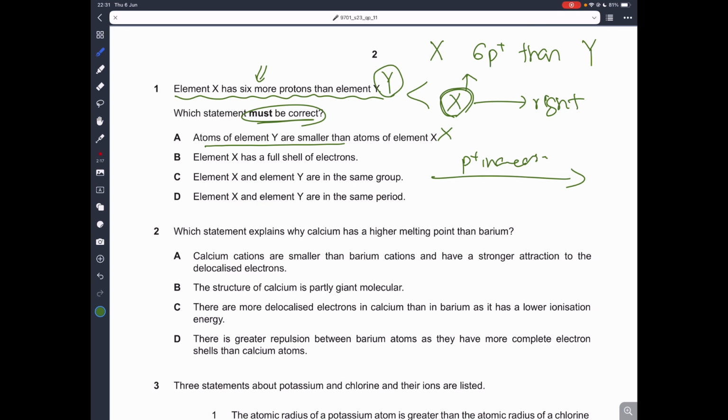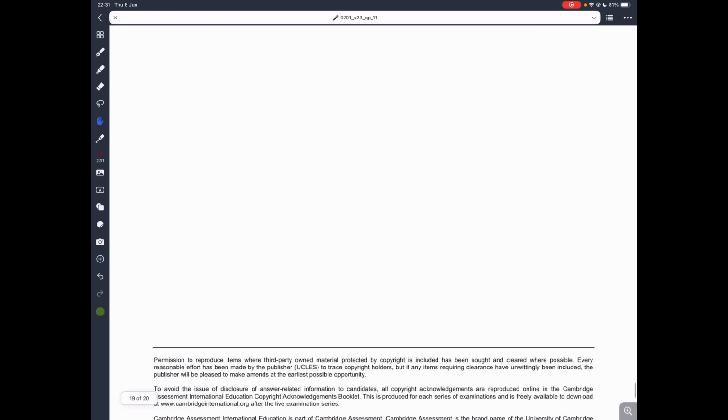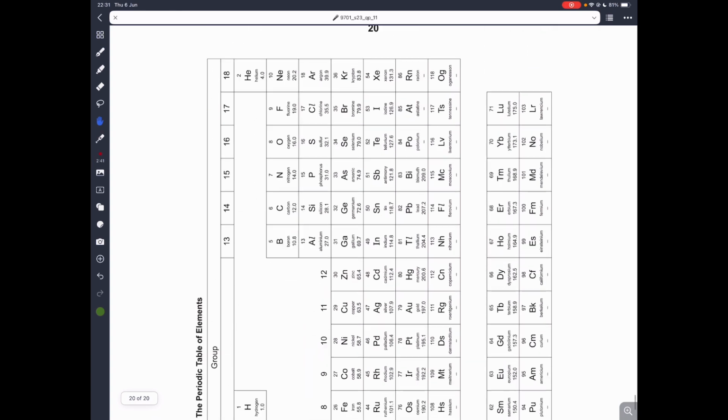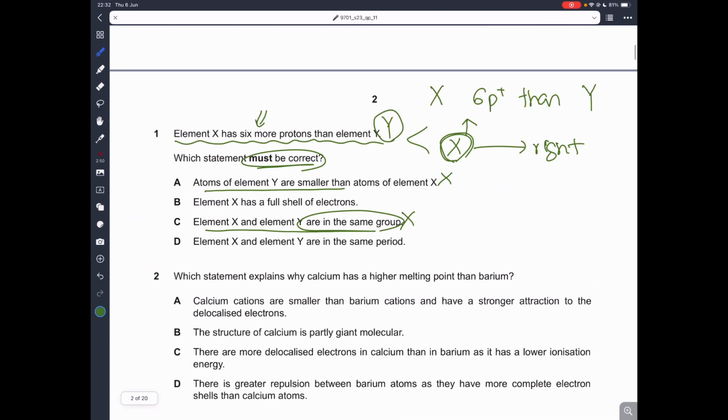Let's look at option C. Element X and element Y are in the same group. Are they in the same group? We cannot say that they are in the same group, because it depends on where you're looking in the periodic table. For example, at the end of this question paper, you're given the periodic table. Suppose we take sodium. Sodium is in period number 3, and phosphorus is in group number 15, and they are both in period number 3, but they are in different groups, as you can see. Phosphorus is in group 15, sodium is in group 1. You cannot say that they are in the same group.